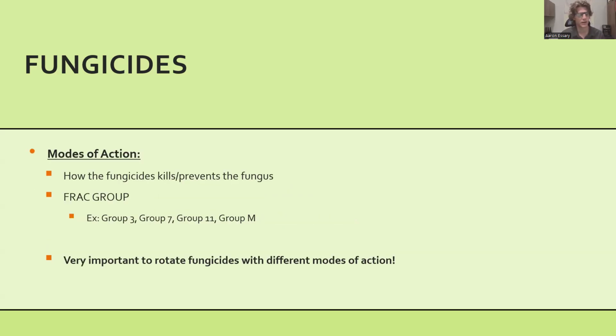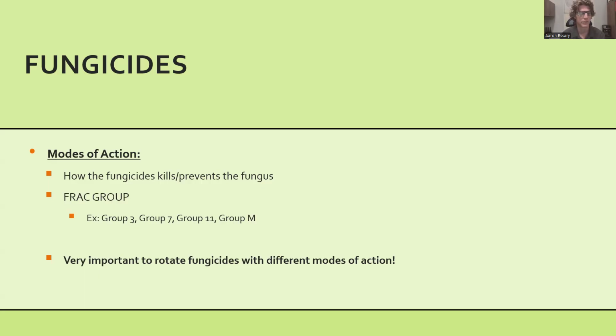Okay, modes of action. I'll explain modes of action as we go along through each fungicide, but I'll explain it here too. The mode of action is how the fungicide kills or prevents the fungus, also known as a FRAC group. Every fungicide has one. I think there are about 40 or 50 different modes of action, so there's 40 or 50 different FRAC groups. It's just a list of how it works. But examples are group 3, group 7, group 11, group M, which is like multiple.